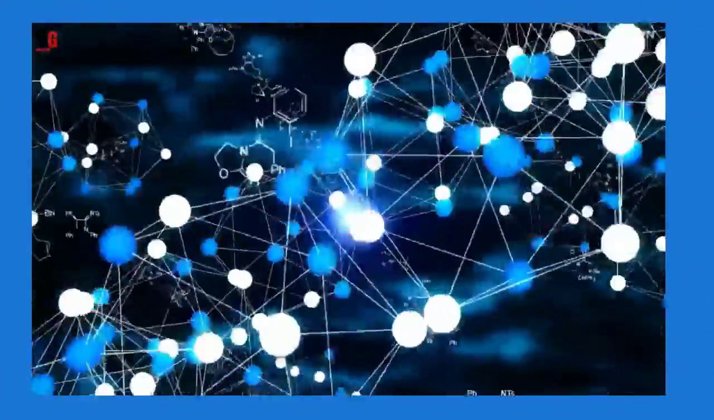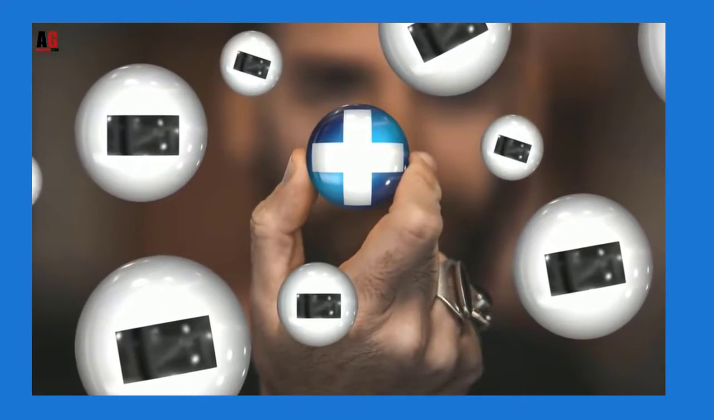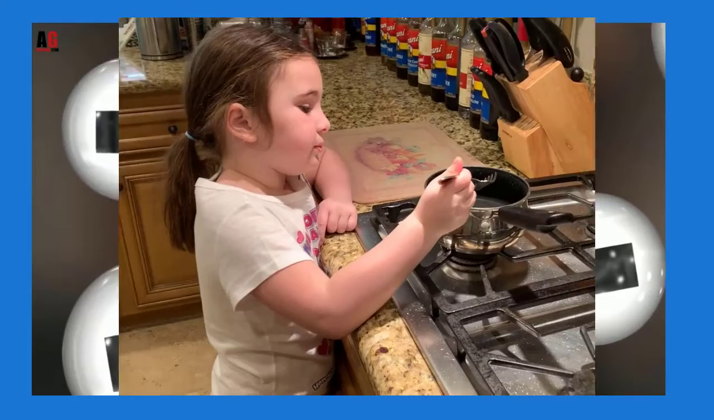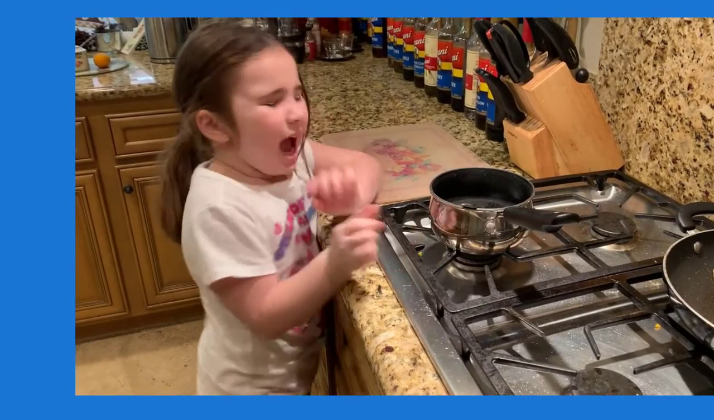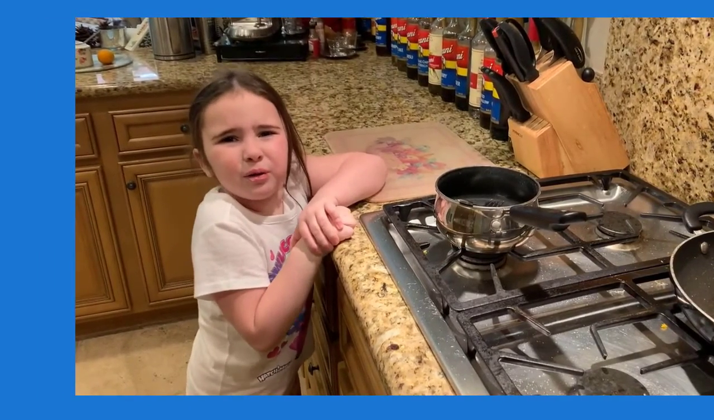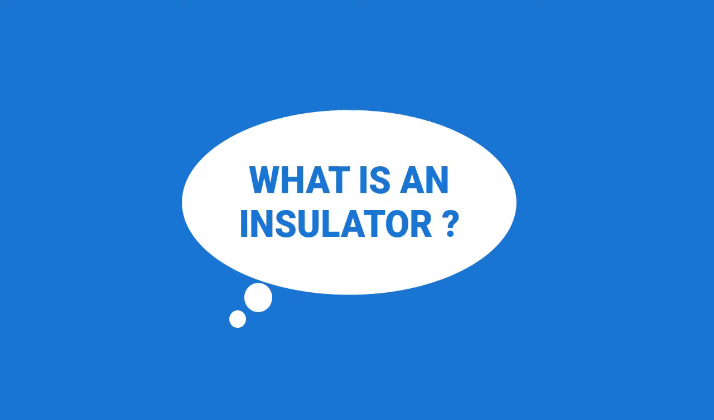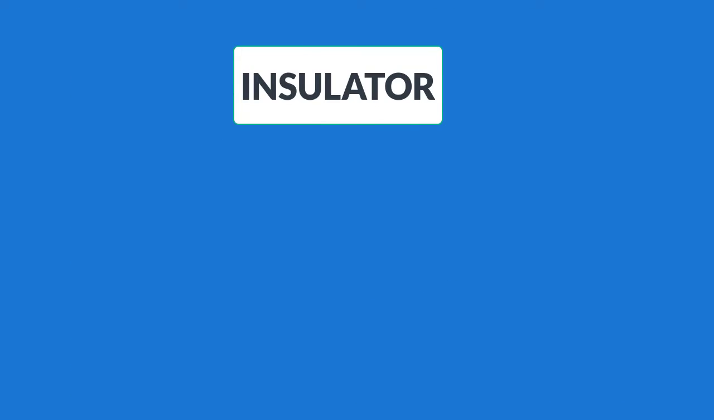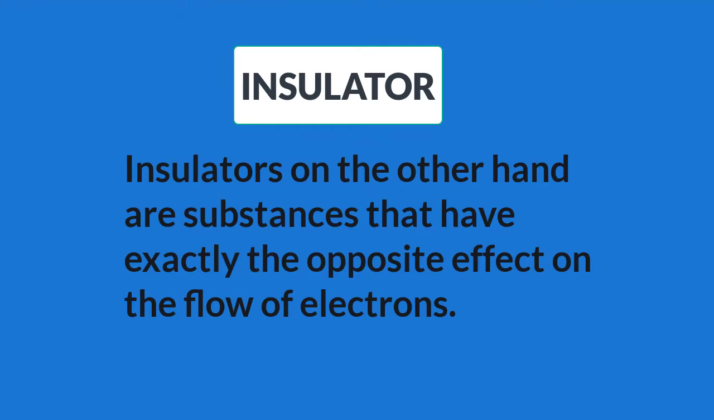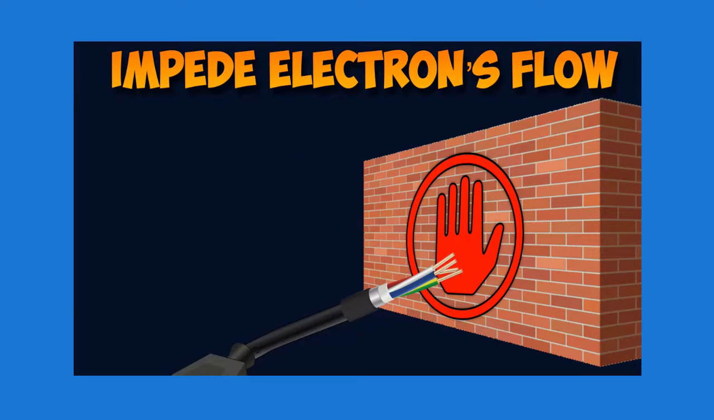Conductors have free electrons on their surface that allow the easy passage of current. This is the reason why electricity and heat transmit freely through the conductors. What are insulators? Insulators, on the other hand, are substances that have exactly the opposite effect on the flow of electrons. These substances impede the free flow of electrons, thereby inhibiting the flow of electrical currents.